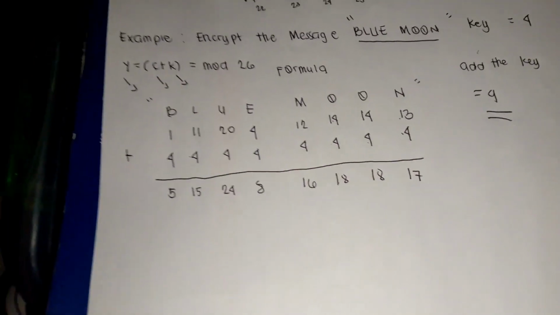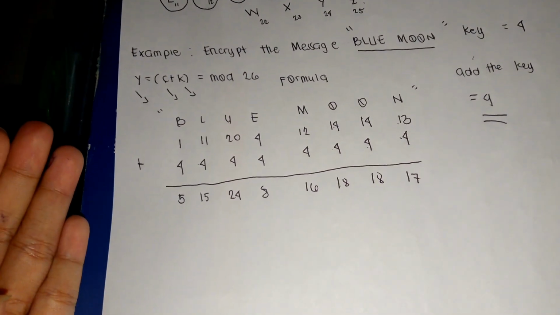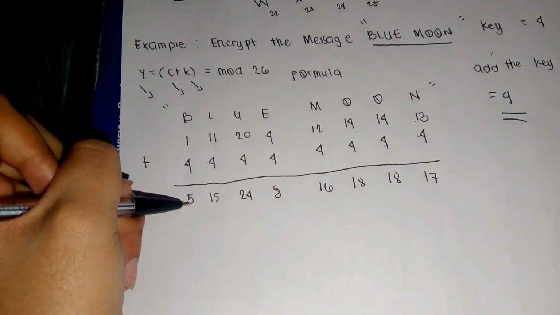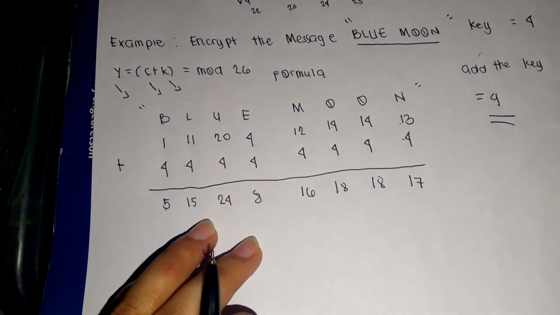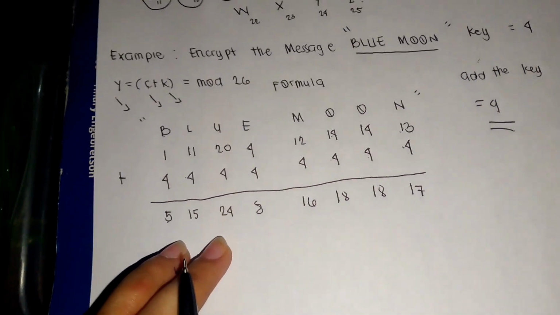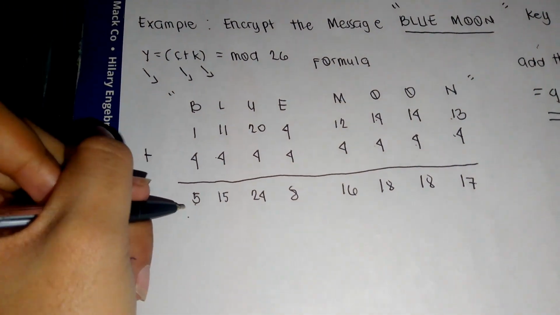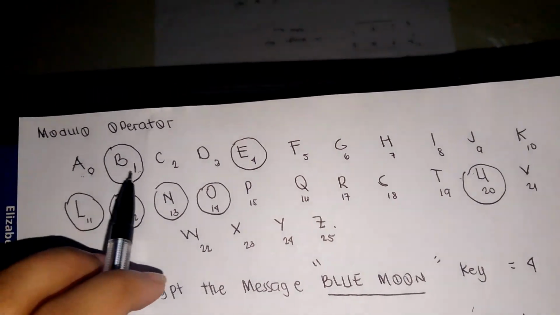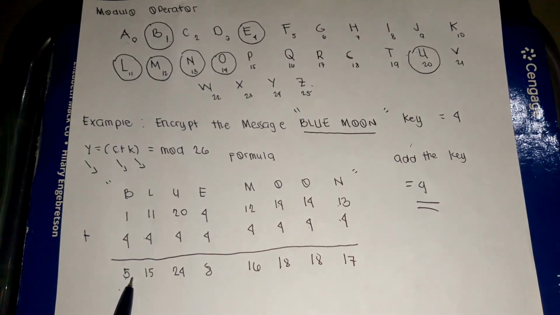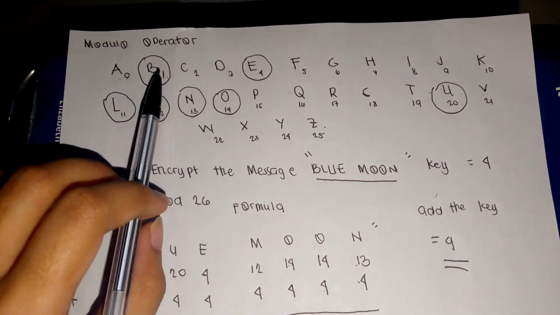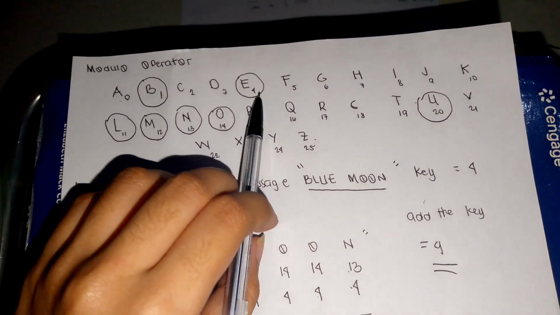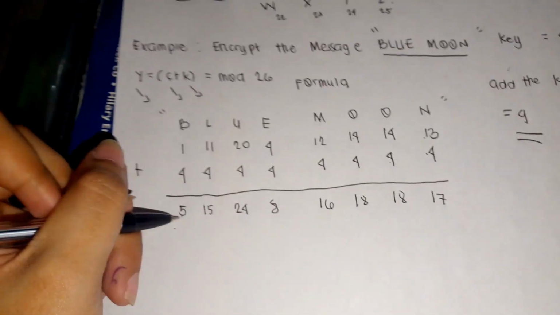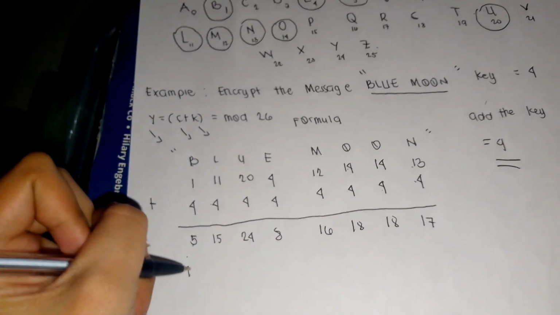Now, we already added to our key. We are going to find the corresponding letter of each number. So first we have our 5. The 5 in our alphabet, we have to count it: 1, 2, 3, 4, 5. We got F. So the corresponding letter of 5 is F.